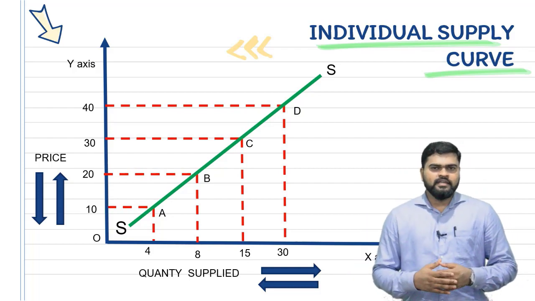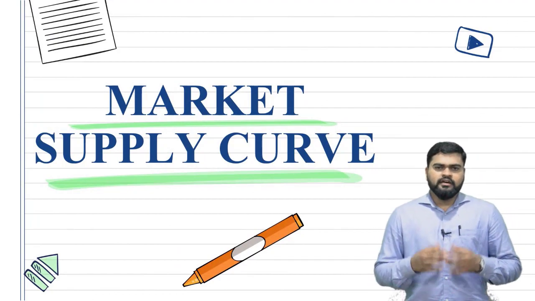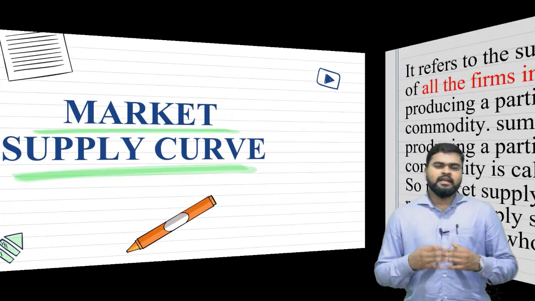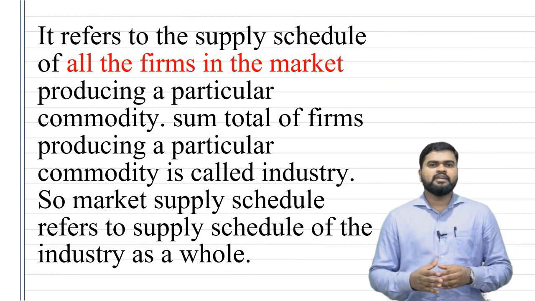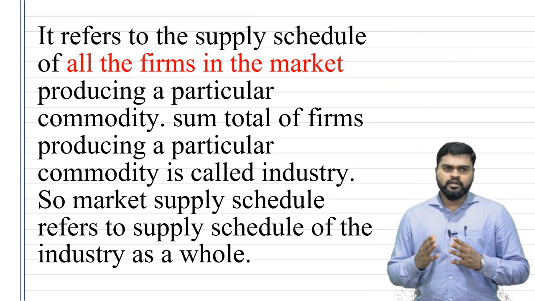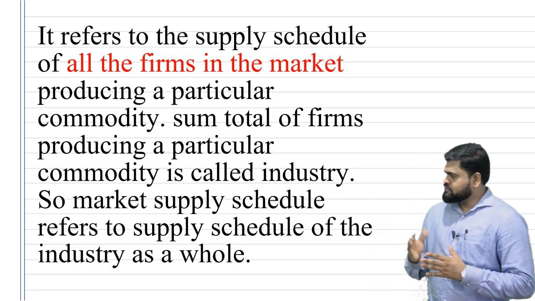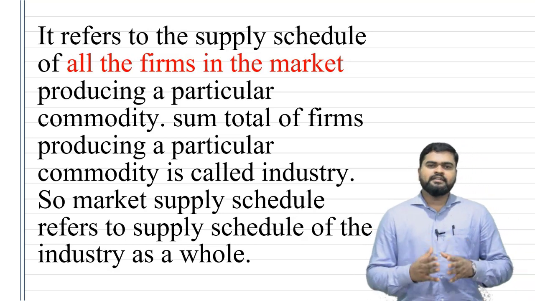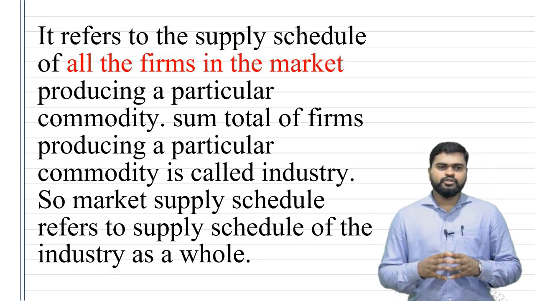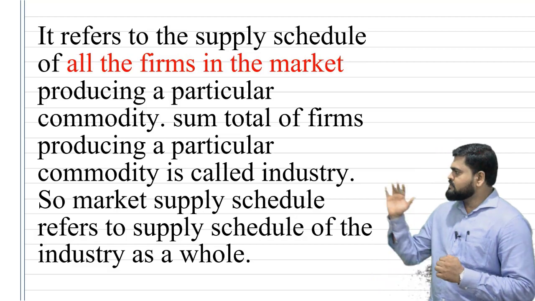Now let us understand the next concept, that is market supply curve. Now the meaning of market supply curve. Market supply curve refers to supply schedule of all the firms in the market producing a particular commodity. Sum total of firms producing a particular commodity is called industry. So market supply schedule refers to supply schedule of the industry as a whole. Now let us understand this schedule.